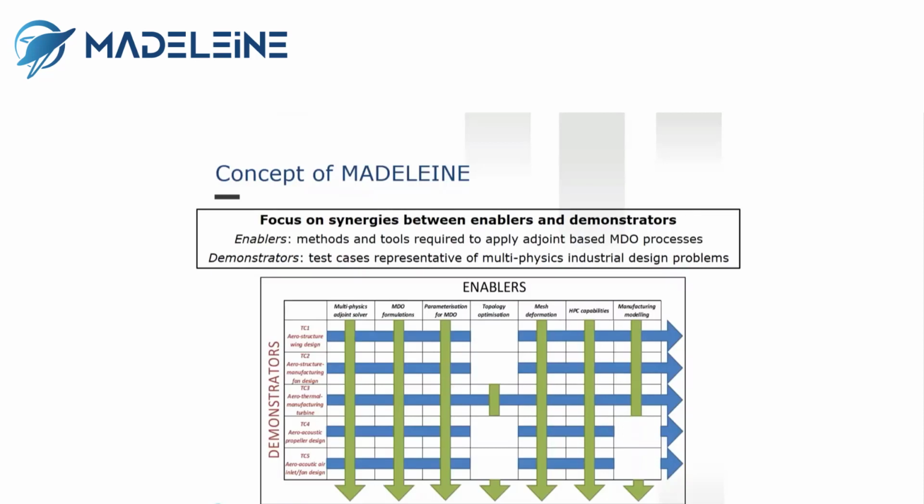In the case of MADELEINE, we have focused on 7 of them. The first one is, of course, the multiphysics adjoint solver. The second one is MDO formulation. The third one is the parameterization, and among these parameterization techniques, we also have a part dedicated to topology optimization. Then we have mesh deformation techniques. We also, as I already said, work on the HPC capabilities of the different processes. And then on manufacturing modeling and how to integrate manufacturing criteria in the MDO process.